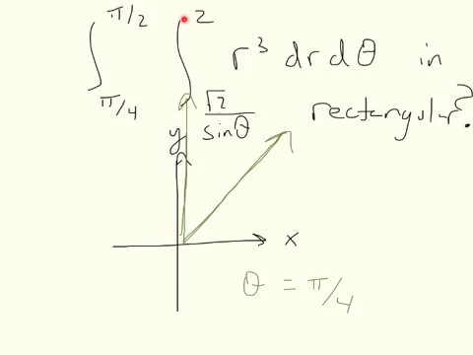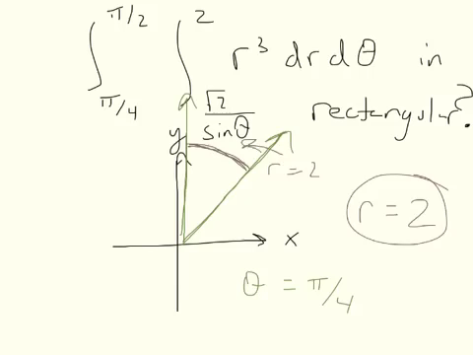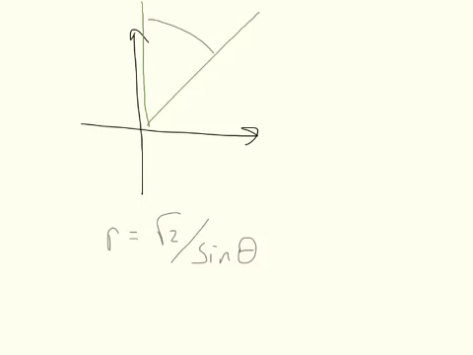Now we're going to work with the r bounds, and the upper bound isn't bad at all. It's r equals 2, a circle of radius 2. It's the lower bound that's challenging: r equals root 2 over sine theta. So we're going to manipulate that to figure out what this lower bound is. r equals root 2 over sine theta means that r sine theta equals root 2.